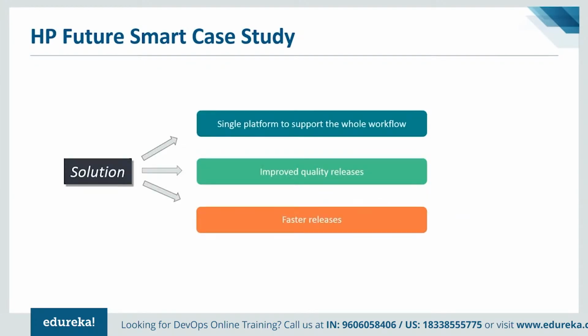So what they did was, they came up with a new plan. And the target of this new plan was to improve the developer productivity by a factor of 10. Now in order to achieve this, they came up with 3 high-level goals. Now the first goal was to find a single platform that would support the entire software development workflow. The second goal was to make sure to release improved quality software. And the third was to ensure faster releases.